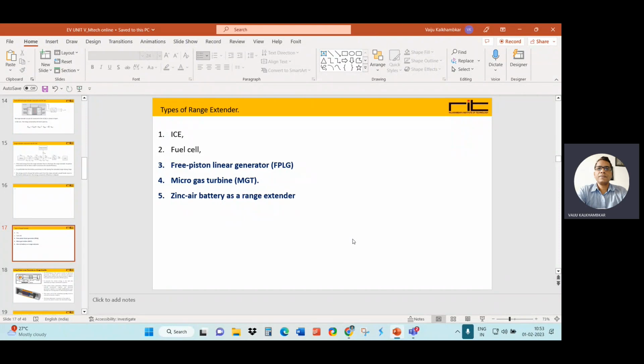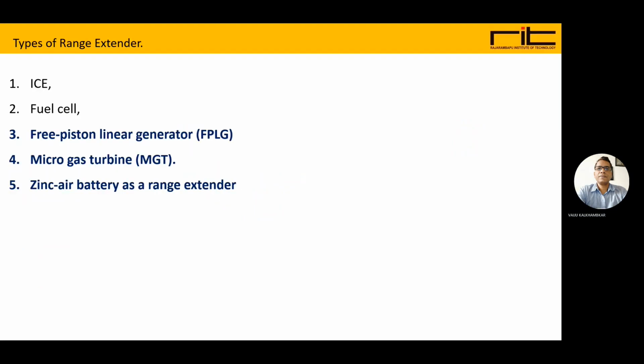Types of range extender. There are 5 types of range extender: IC engine range extender, fuel cell range extender, free piston linear generator, that is FPLG range extender, micro gas turbine, that is MGT range extender, and zinc air battery as a range extender. Here we'll discuss the free piston linear generator range extender, micro gas turbine range extender, and zinc air battery range extender.